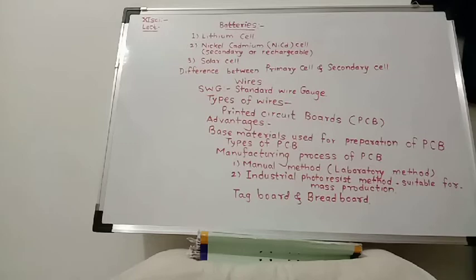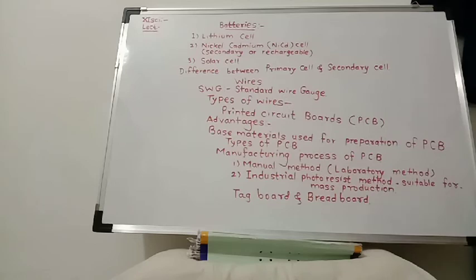1 millimeter means 0.001 inch. Now we will study the different types of wires.